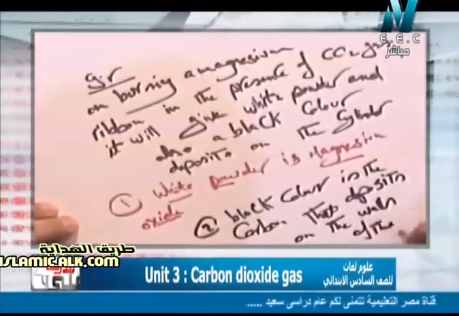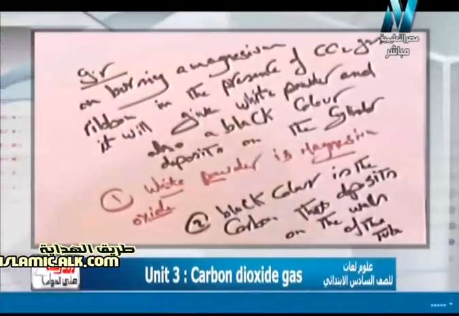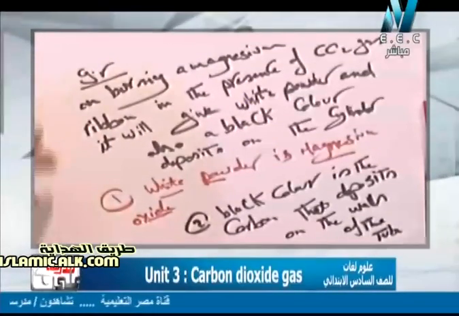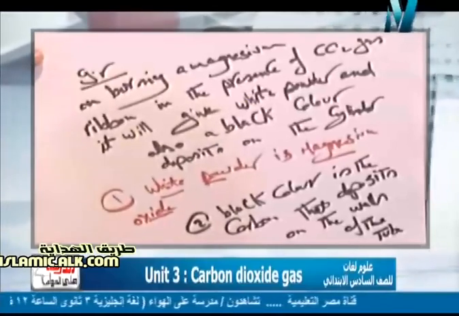So again, this question is very long but it's very easy at the same time. اللي هنا في لونين مختلفين اللي في white powder وفي black color. White powder due to the formation of magnesium oxide, but black color is that the carbon deposits on the wall of the cylinder.